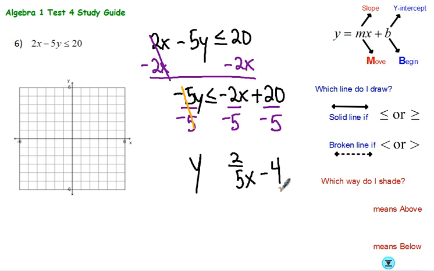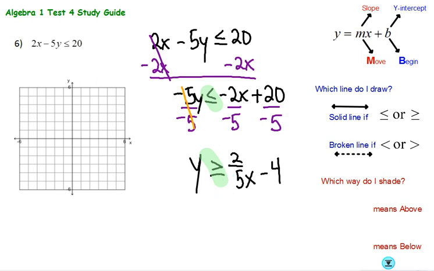Now again, just like the last one, we said that if you multiply or divide by a negative, it causes you to switch the inequality symbol. So that less than or equal to would turn into a greater than or equal to. And again, let's notice why. The less than turned into a greater than or equal to, and the reason for that is because we divided by a negative. So notice that switch there.